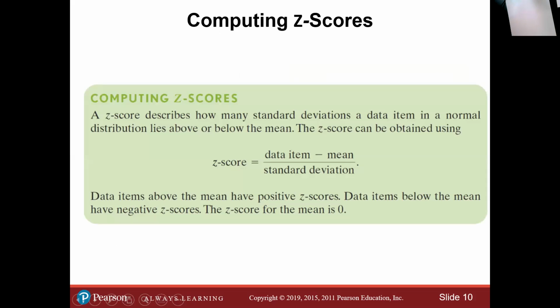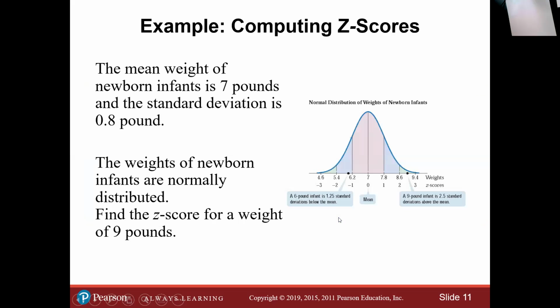Now, a way to convert data into the number of standard deviations is to use the z-score. And that's what z-score is. Z-score is the number of standard deviations away from the mean. Now, it's possible for the z-score to be 0. That simply means you're right on the mean.